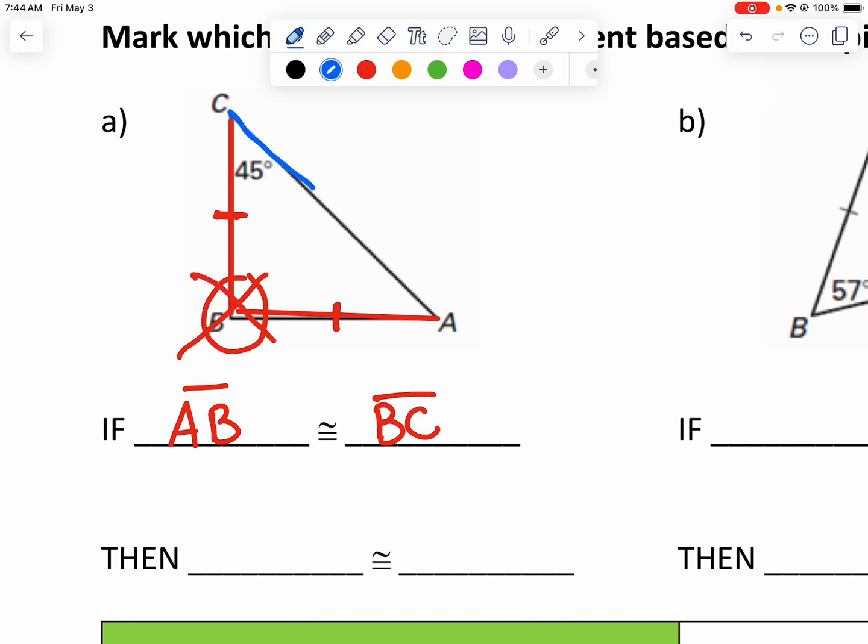It would be where it's meeting the base, which is at angle C and angle A. Those two things are congruent because it's where my legs meet the base. Now, once again, if this one's 45 and we know what congruency means, this one would also be 45 degrees.